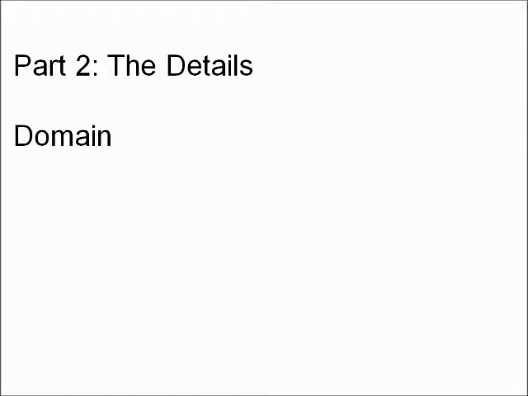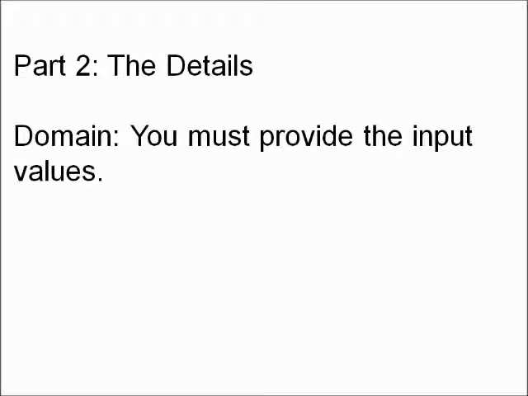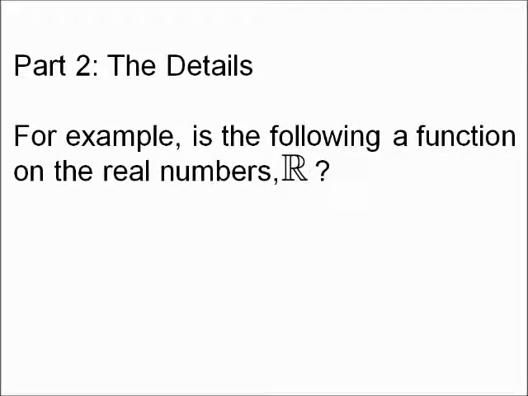So when you give a function, you have to say what the input values are. You must provide the input values. Okay, so let's look at an example. You can't just say, here's a function, figure it out. You have to say, this is a function on the real numbers, or this is a function just on the integers. You have to literally state what your domain is, and the domain is what input values you can put into the function. For example, is the following a function on the real numbers?